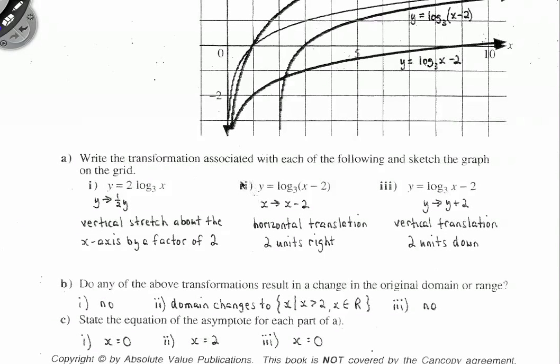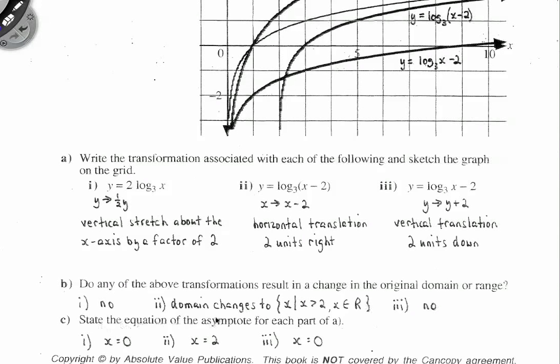What about number 2 here? For number 2, we know that we're shifting 2 units to the right, so the domain will change. Instead of starting at 0 and greater, x is going to be greater than 2. The range doesn't change. And for number 3, this is a vertical translation 2 units down. Doesn't really change the range, and therefore doesn't change the domain either for that matter.